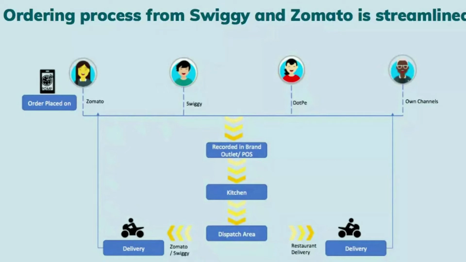Now, how we do it is, once we receive an order from Zomato, we receive it on our billing system. Our billing system in this case is Paid Puja. That is the point of sale that we use. Once that order is received, we send the KOT to our kitchen. KOT is kitchen order ticket. The chefs make whatever is mentioned in there.